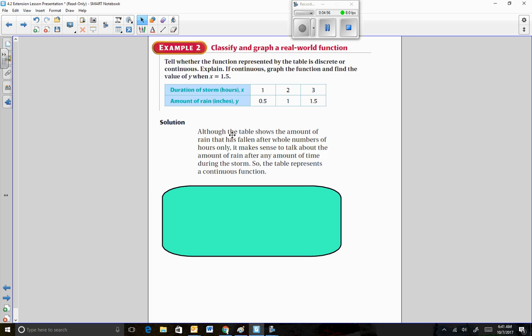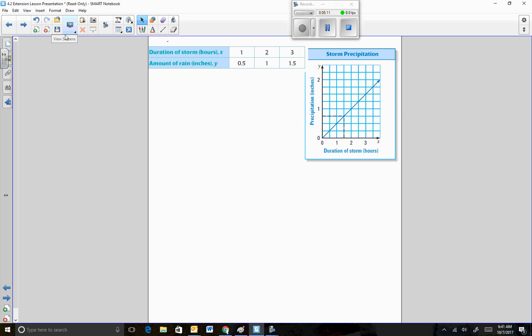All right, this is the book's definition of y. Although the table shows the amount of rain that has fallen after whole numbers of hours only, it makes sense to talk about amount of rain after any amount of time during a storm. So it's a continuous function. That's their reasoning. Write down, sum it up however you want to write it, okay? Now, obviously this is continuous, so you could place in your x values and your y values, go over 1, go up a half. You'd have to look at these numbers, 0, 1, and 2 on your y values so that you can get this graph to look nice.